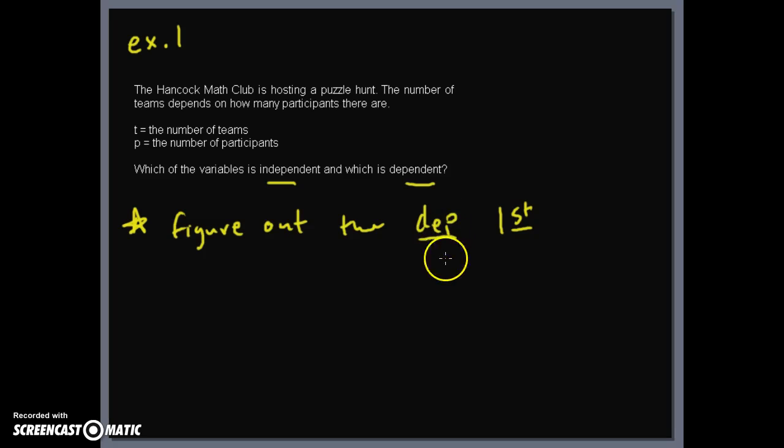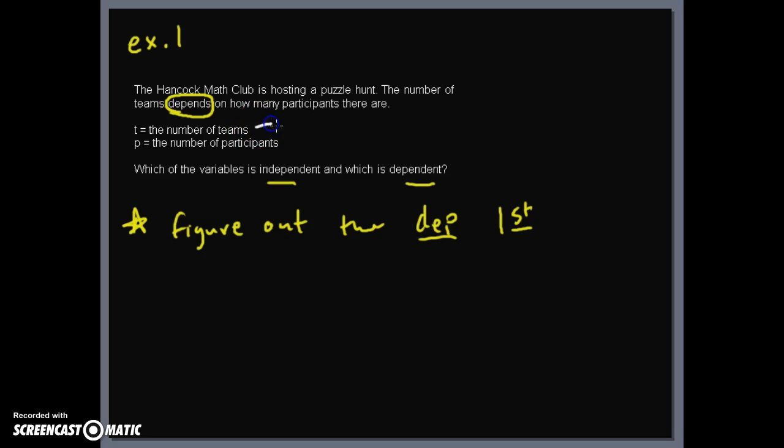Oftentimes it's easier to figure out what depends on something else before it is to figure out the independent part. So the Hancock Math Club is hosting a puzzle hunt. The number of teams depends, and here's a key word right here, on how many participants there are.